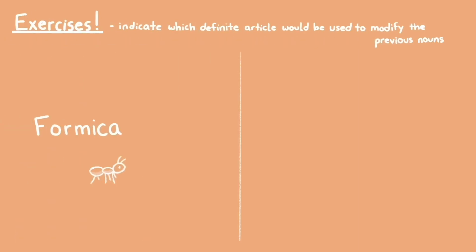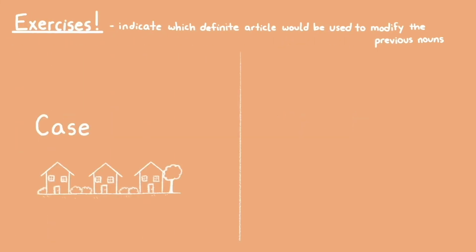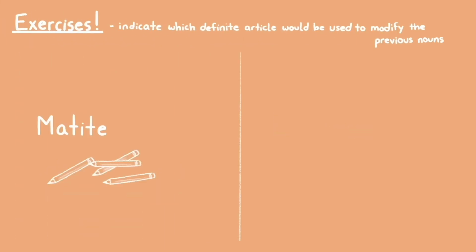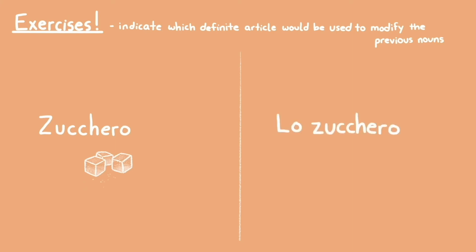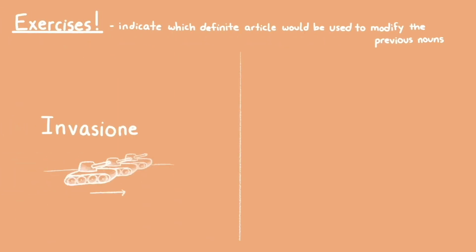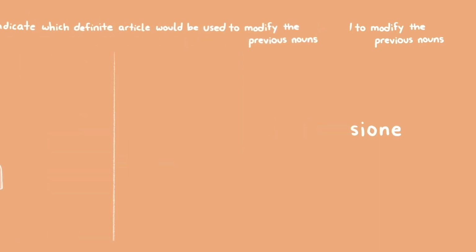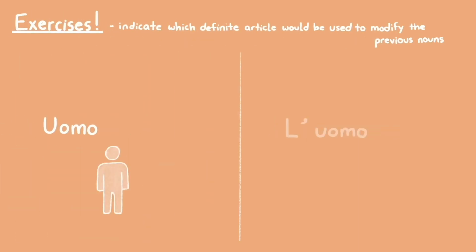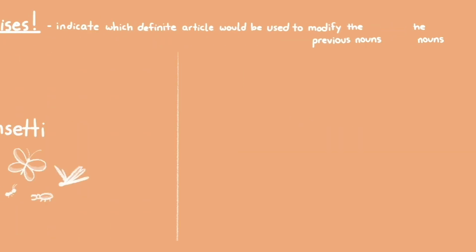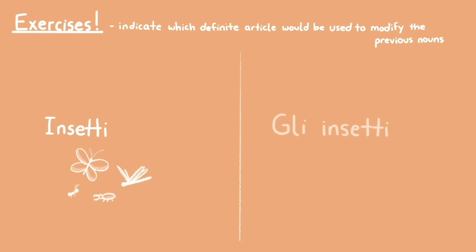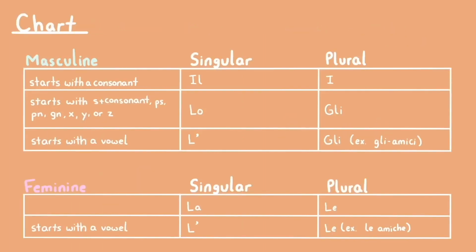Formica, la formica. Pollo, il pollo. Case, le case. Matite, le matite. Zucchero, lo zucchero. Invasione, l'invasione. Uomo, l'uomo. Insetti, gli insetti. This brings us to the end of our lesson.